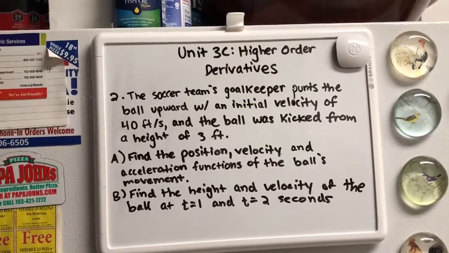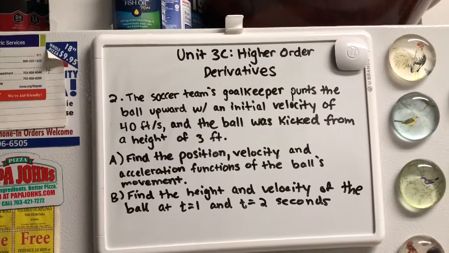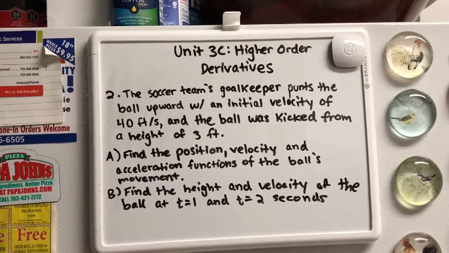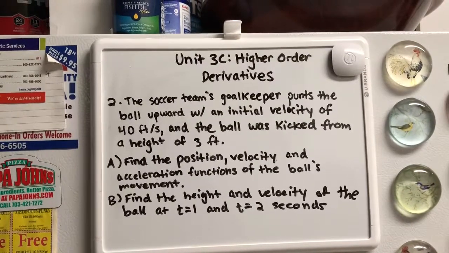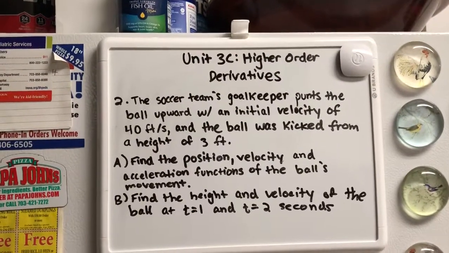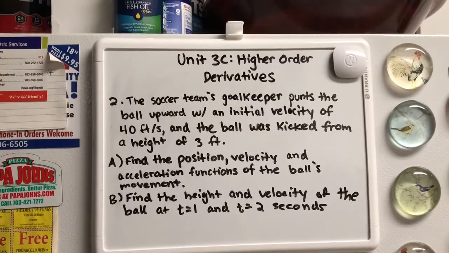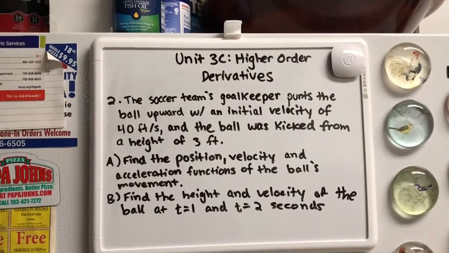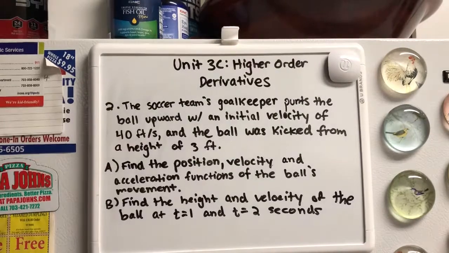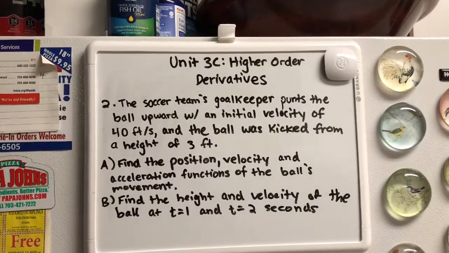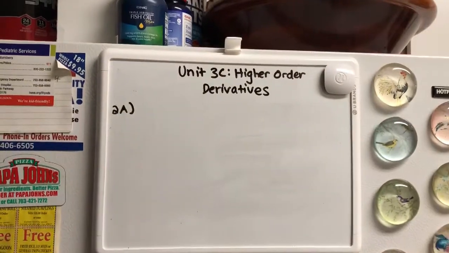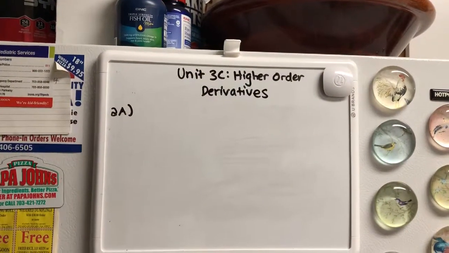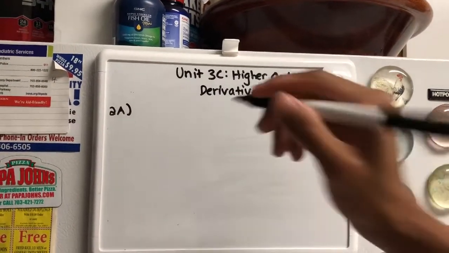Our next problem is a word problem, and it states the soccer team's goalkeeper punts the ball upward with an initial velocity of 40 feet per second, and the ball was kicked from a height of 3 feet. Question A is find the position, velocity, and acceleration functions of the ball's movement. And question B is find the height and velocity of the ball at t equals 1 and t equals 2 seconds.